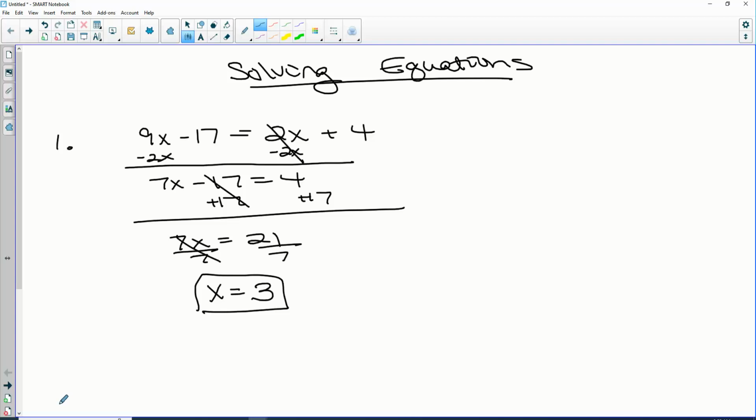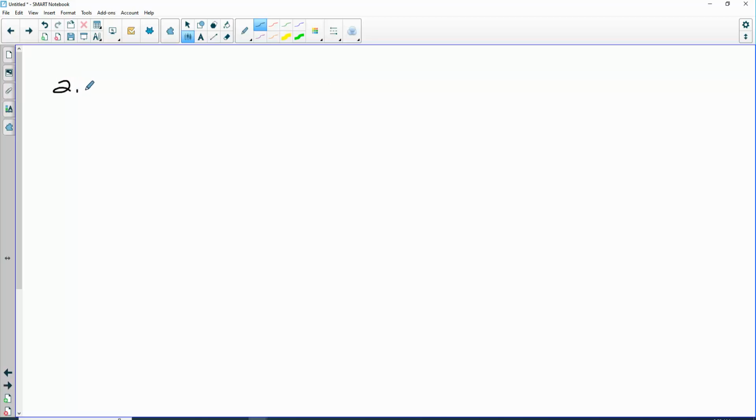Is it possible to check your work on these? Yeah, if you plug it back into the original equation, it should work. If I put in a 3, 27 minus 17 is 10. 6 plus 4 is 10. So it works. All right, let's try another one.